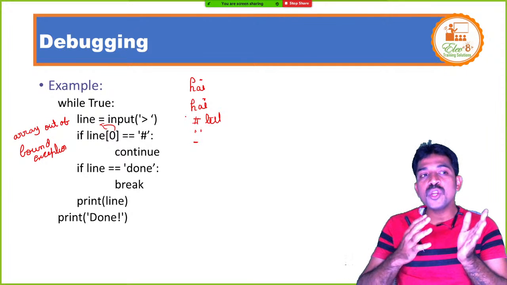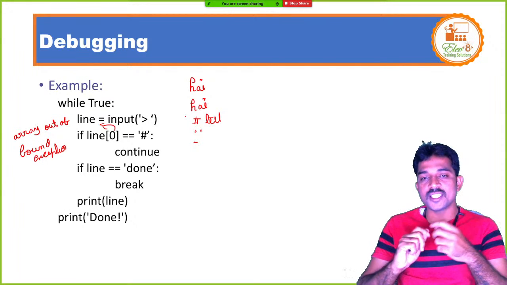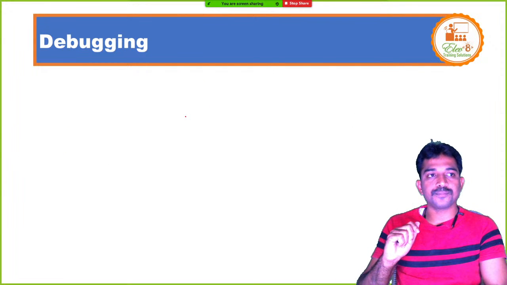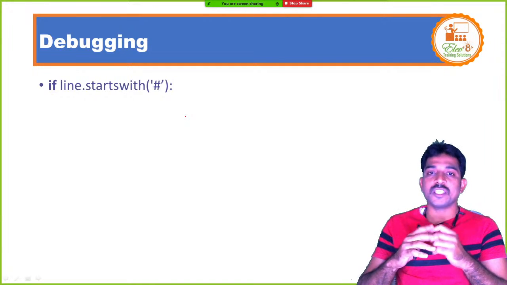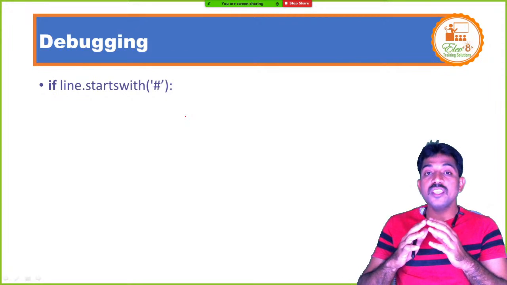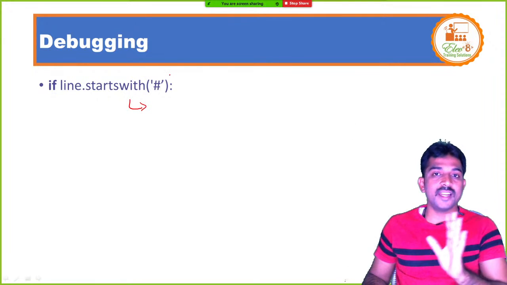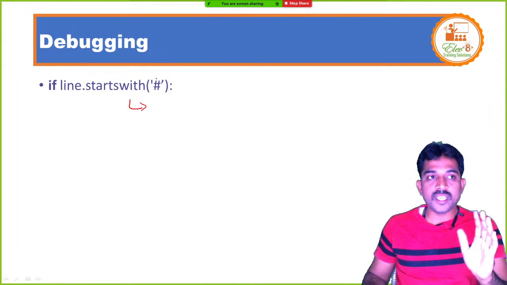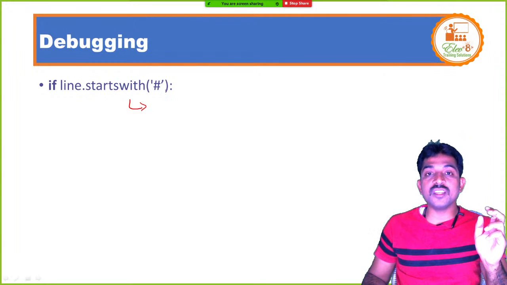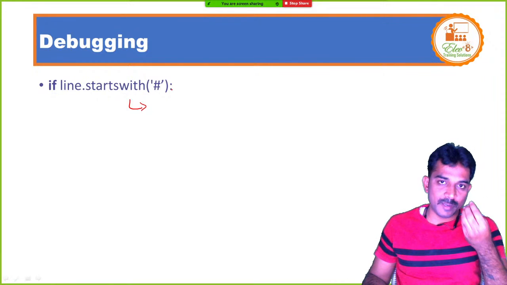Okay, sir, how are we going to handle this kind of situation? I have two ways. The first one: we already saw yesterday the string methods. If a line starts with hash, startswith is the function. It doesn't bother about the index. It returns true when the line starts with hash, otherwise it returns false. That may be an empty line or an empty string.